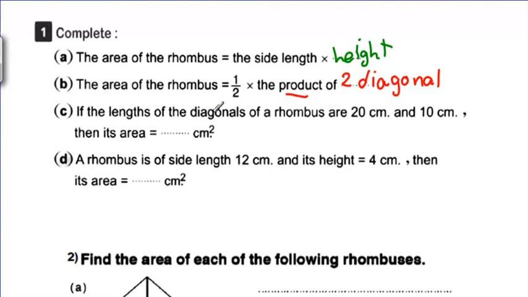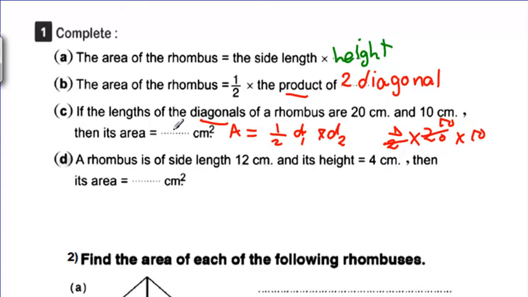If the length of diagonals of a rhombus are 20 centimeter and 10 centimeter, then its area equals what? I want the area according to its diagonals, so I will write the rule: area equals half d1 times d2. It will be equal half times 20 times 10. If we simplify, 20 divided by 2 equals 10. 10 times 10 will be equal 100.